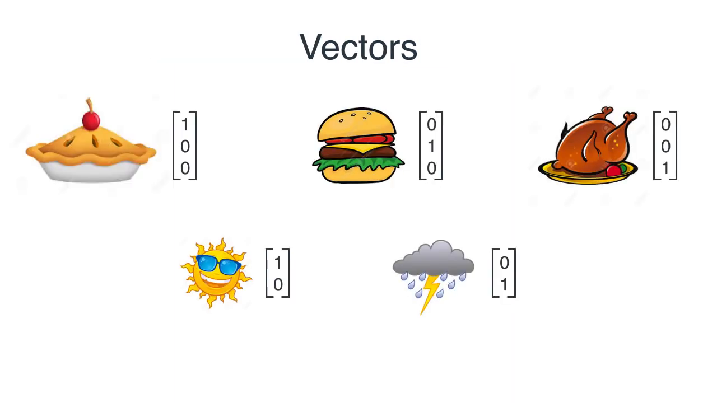So again, let's look at the vectors. Recall that the apple pie is vector 1, 0, 0, burger is 0, 1, 0, chicken is 0, 0, 1, and the weather vectors are length 2, because there are just two of them, and they are 1, 0 for a sunny day and 0, 1 for a rainy day.